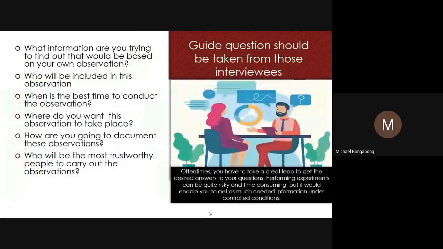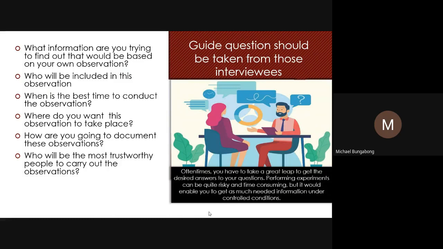Next, we have what we call guides. What are the guidelines or guide questions that should be taken from those interviewees? So try to consider this one. What information are you trying to find out? What would be based on your own observation? Who will be included in this observation? When is the best time to conduct the observation? Where do you want this observation to take place? Okay. How are you going to document these observations?